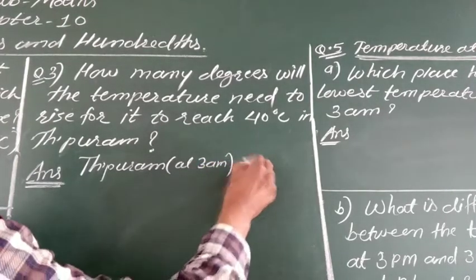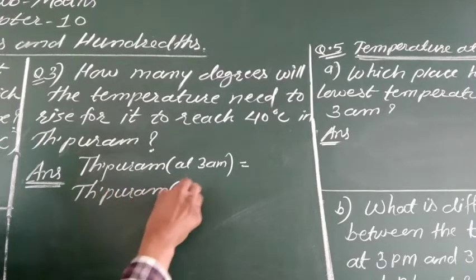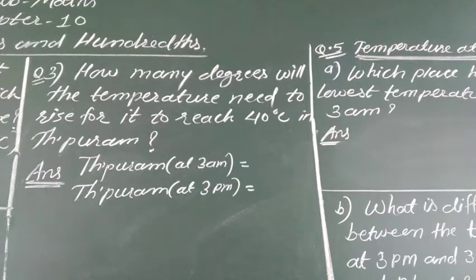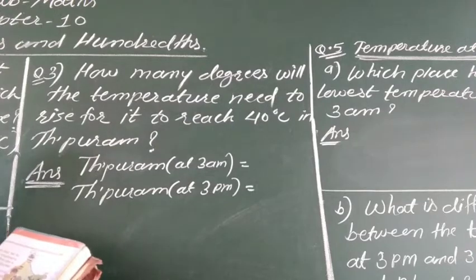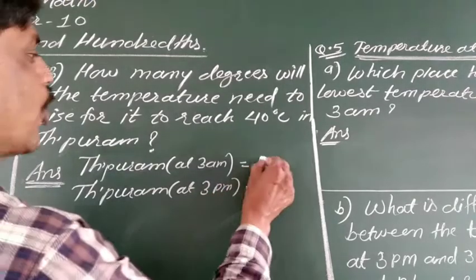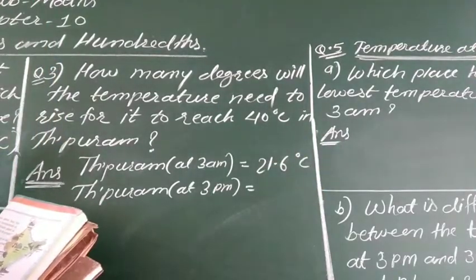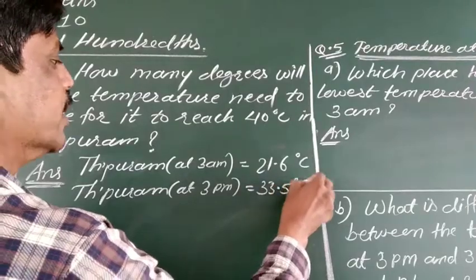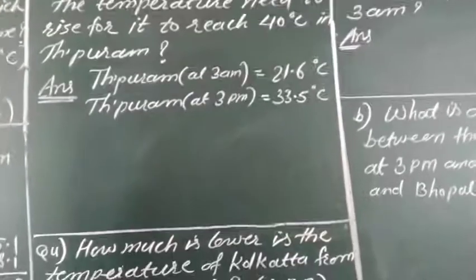At 3 a.m., how much? And then see Tirunpuram at 3 p.m. So first of all, I will note here the temperature of Tirunpuram at both times. At 3 a.m. it is 21.6 degrees Celsius, and at 3 p.m. it is 33.5 degrees Celsius. Now the question is, how much do we have to add here to rise to 40?